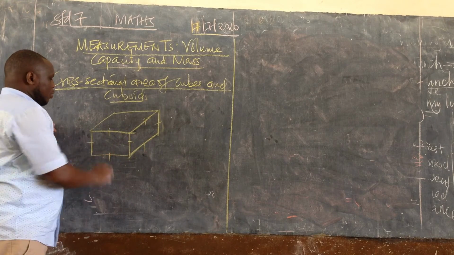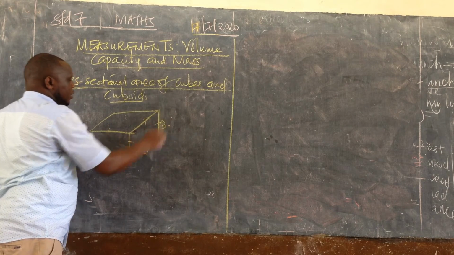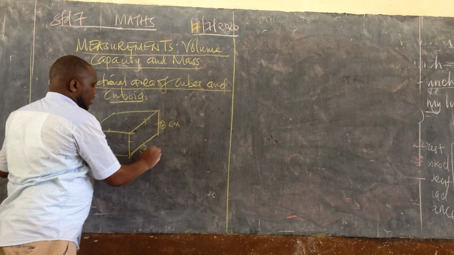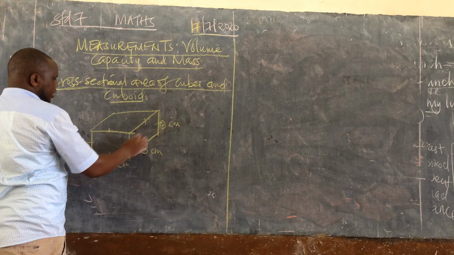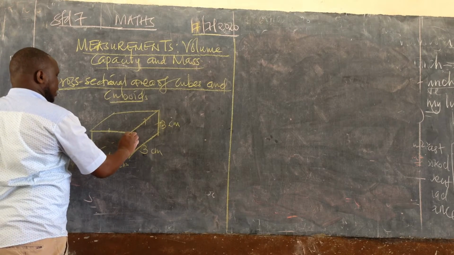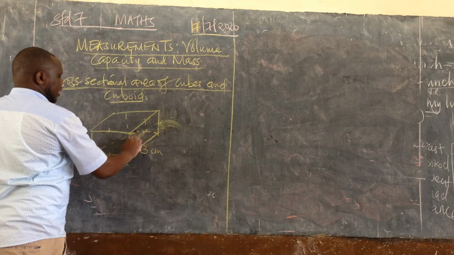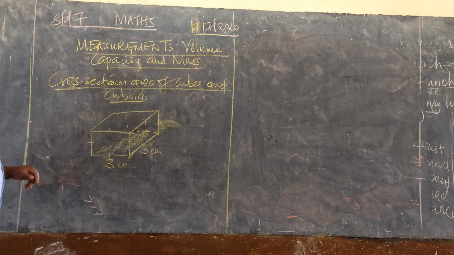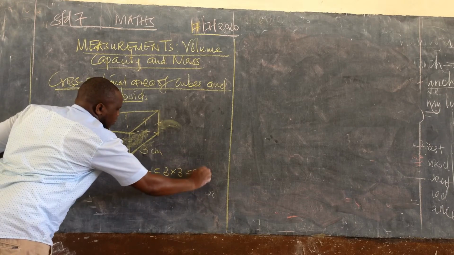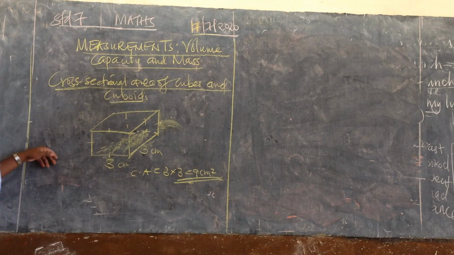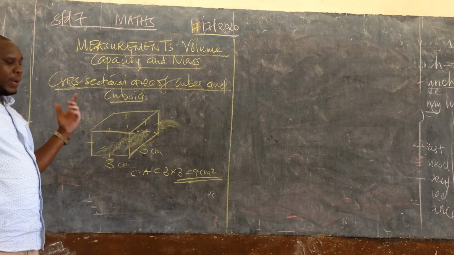If it's a cube and this side is 3, this is also going to be 3, and this is also going to be 3. So there's a way that you'll be able to get the surface area of this cuboid. It's going to be this part. So the cross-sectional area is going to be 3 times 3. That is going to give you 9 centimeters squared. Cross-sectional area is given in square units. Then from there, you can get volume.